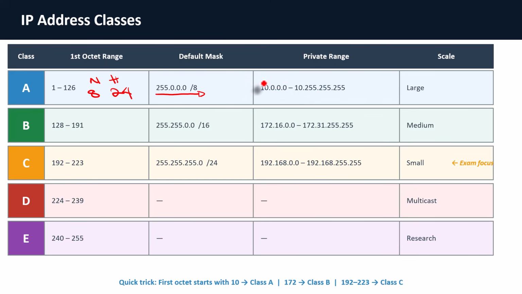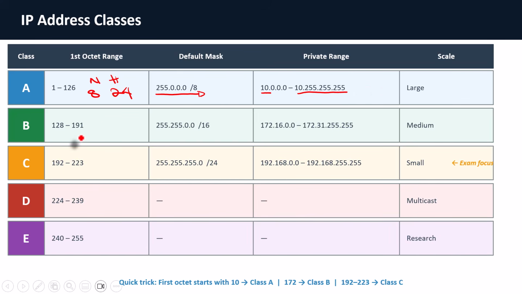This is the private range of these IP addresses. The first octet ranges from 10 all the way up to this. It is a very large network. It can accommodate many devices simply because it has many addresses available. All right. I will come back to that later, but we have another class.